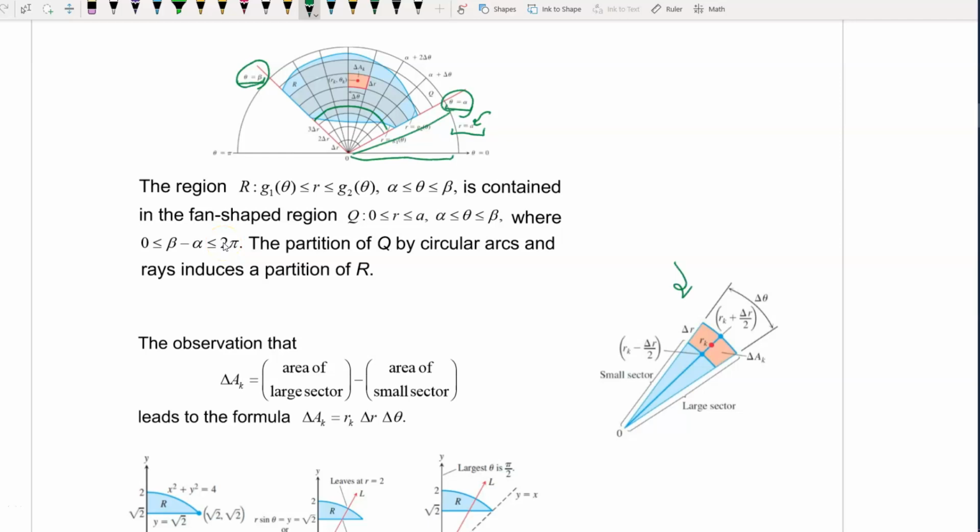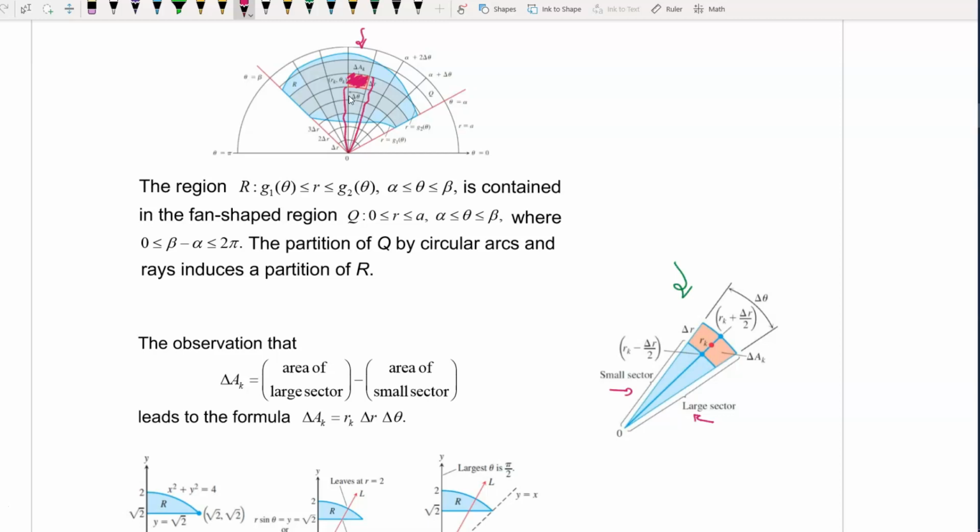Now here we have part of this polar form. In this part we have a large sector, and starting from this point, a smaller sector. This is what I have exactly on this part. The observation is that delta A is equal to the area of the large sector minus the area of the small sector, which is this part. So that part is delta A.